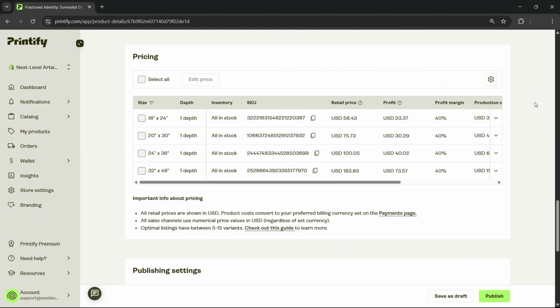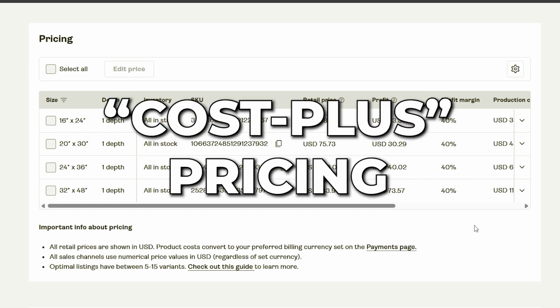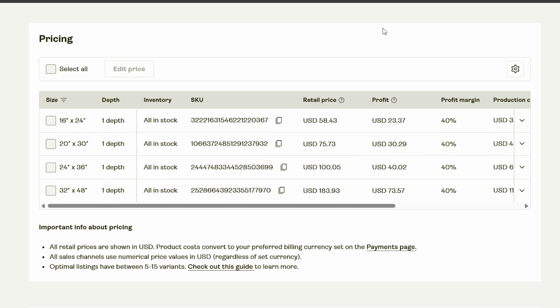So the first thing I'd point out is that the default pricing strategy that Printify follows is actually one of the worst possible strategies you could use. By default, Printify uses a pricing method called cost plus, which is basically where you take the cost of producing and delivering the product plus a percentage-based markup, and then whatever's left over is your profit.